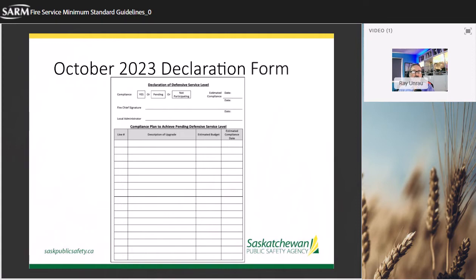We would like the signature of the local administrator or elected official, whatever you're comfortable doing there, but not just the fire chief's signature and not just the administrator's signature, but we'd like that combination. It shows us that the two organizations are working kind of hand in glove.